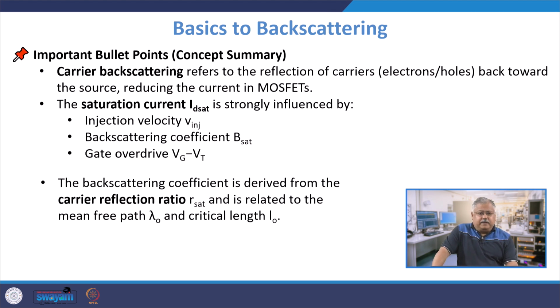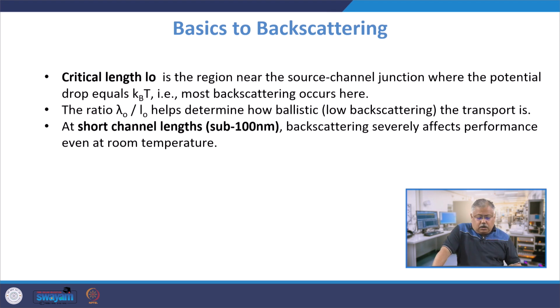We will not go into details of the backscattering coefficient more than this at this stage, but it depends upon the injection velocity, backscattering coefficient, and the gate overdrive. Now, just to give you two important insights: the critical length is defined by looking at backscattering near the source-channel junction, where the potential drops to approximately kBT. kB is the Boltzmann constant, T is the temperature. Now, when the temperature drops down to cryo, this kBT value goes down. So, your critical length actually goes down. When the critical length goes down, this l0 goes down. So, lambda0 by l0 which you see here, this factor actually goes down.